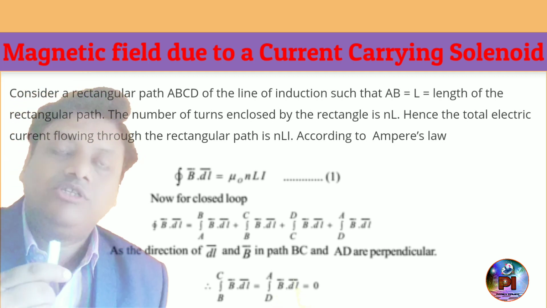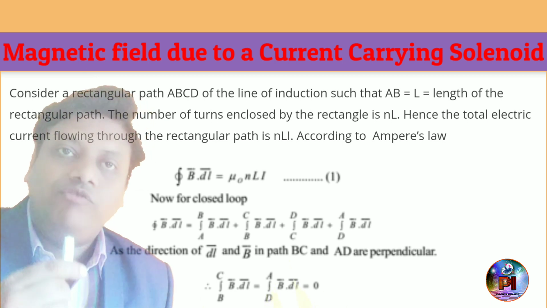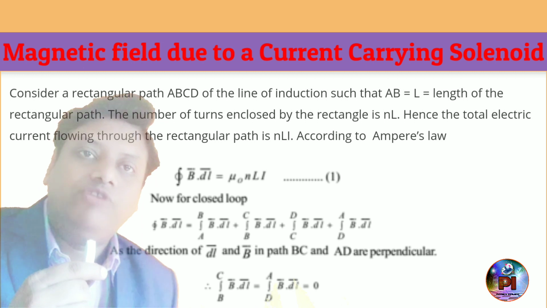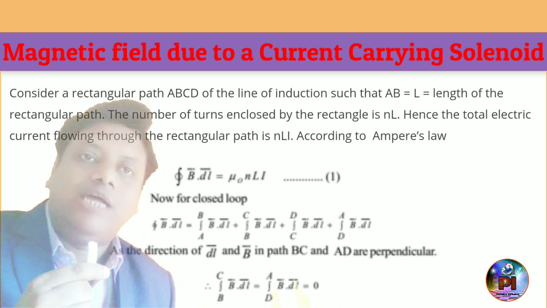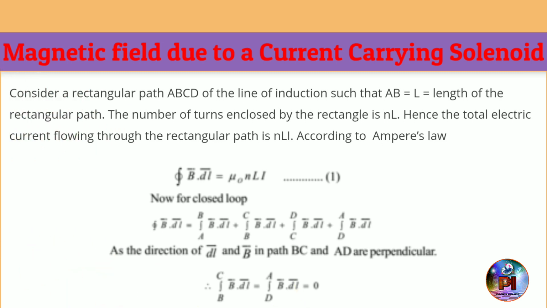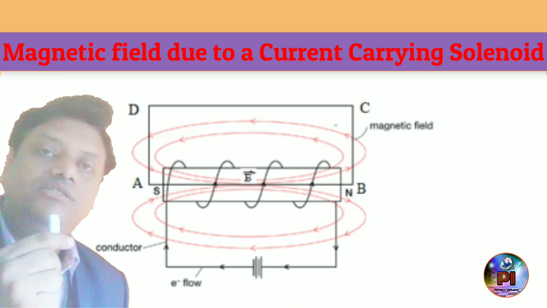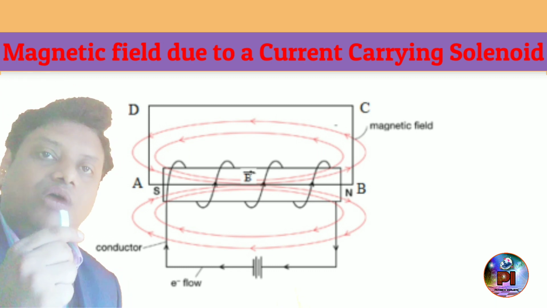So we are splitting this whole loop into four different parts. We are splitting the rectangular loop into four different parts, taking one side at a time, that is A to B, B to C, C to D and D to A. Now the side CD is lying completely outside. As you can see from the figure, again the side C to D is lying completely outside.